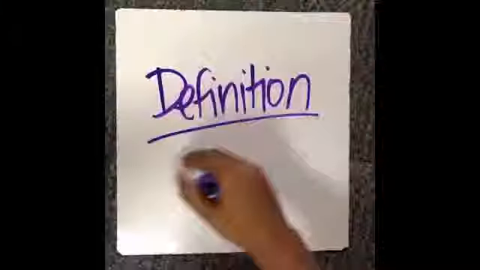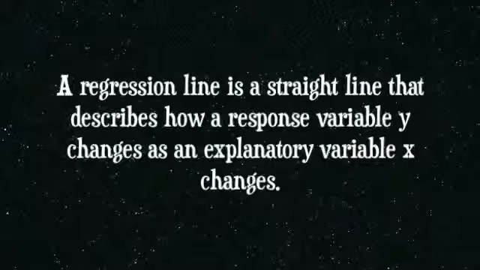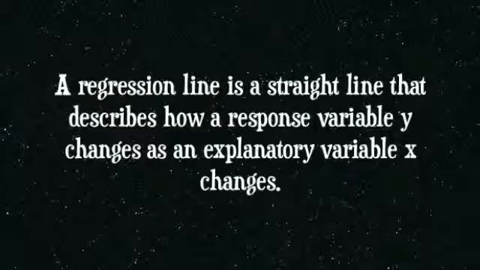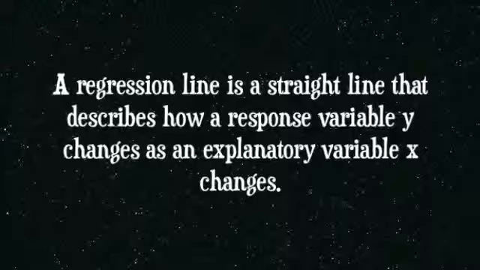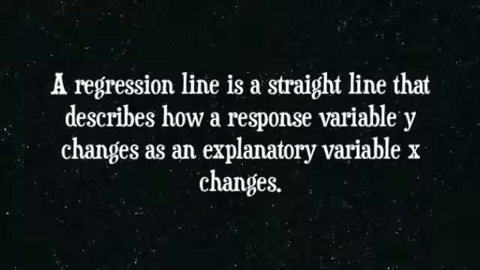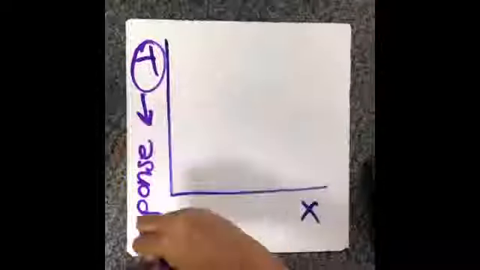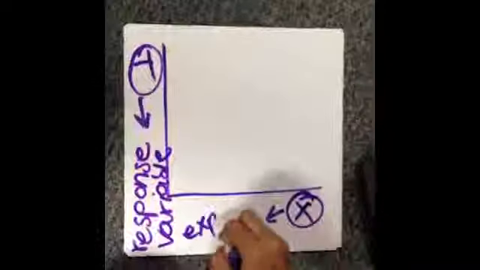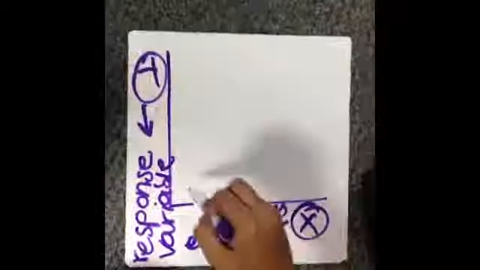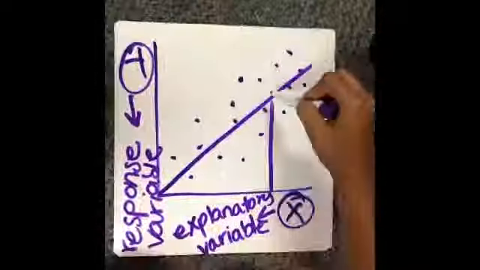Definition of a regression line. A regression line is a straight line that describes how a response variable, y, changes as an explanatory variable, x, changes. As you can see, y is the response variable and x is the explanatory variable. We often use a regression line to predict the value of y for a given value of x.